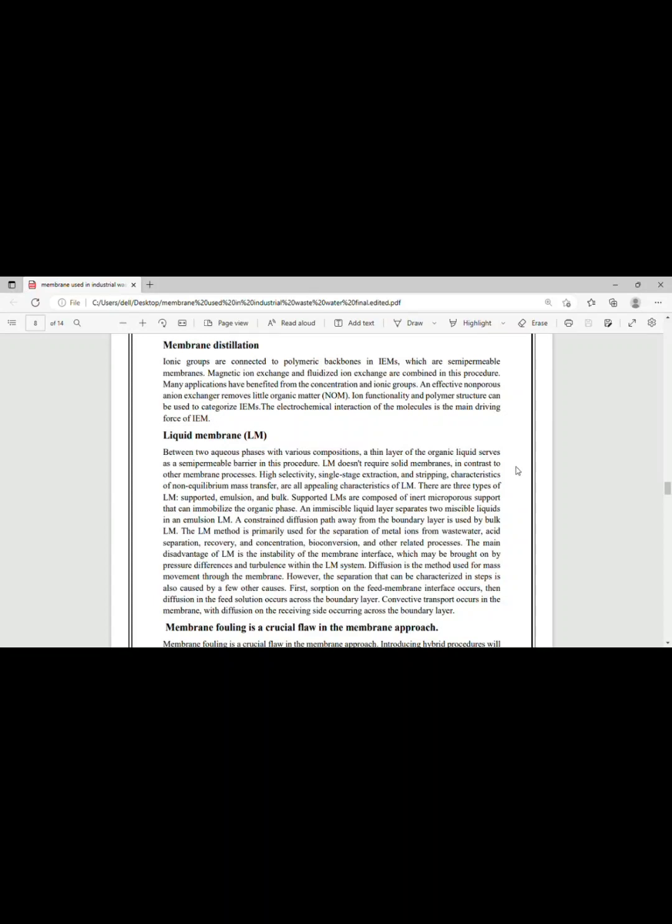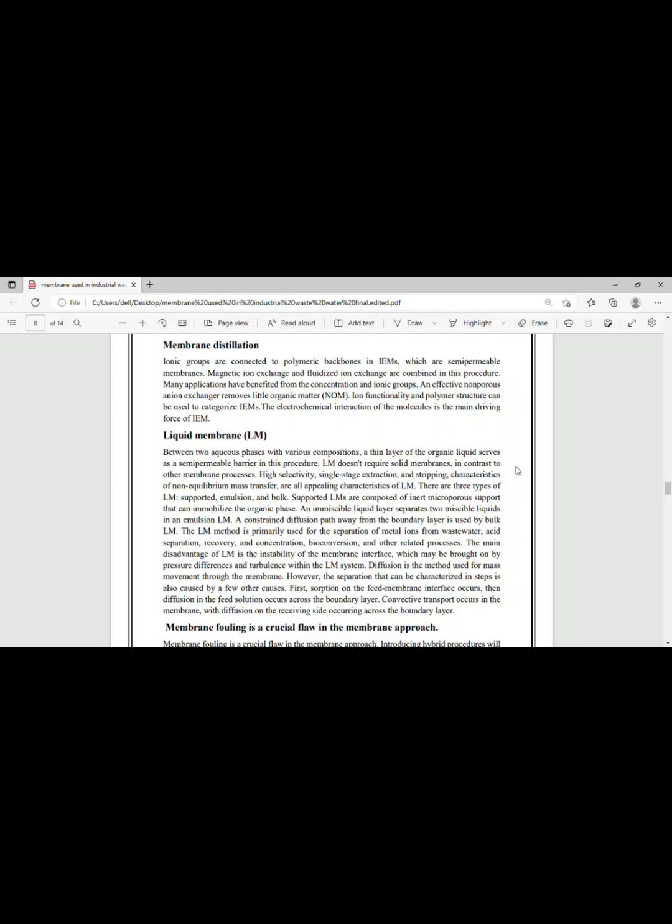Supported LMs are composed of an inert microporous support that can immobilize the organic phase. An immiscible liquid layer separates two miscible liquids in an emulsion LM. A constrained diffusion path away from the boundary layer is used by a bulk LM. The LM method is primarily used for the separation of metal ions from wastewater, acid separation, recovery and concentration, bioconversion, and other related processes. The main disadvantage of LM is the instability of the membrane interface, which may be brought on by the movement through the membrane.